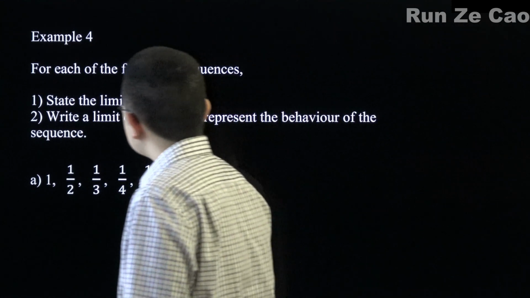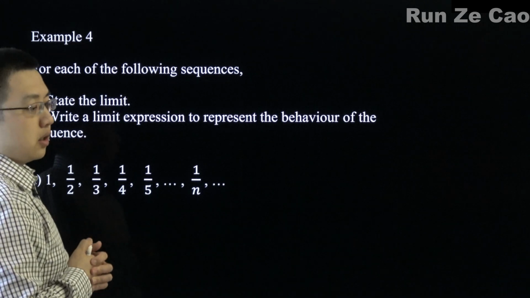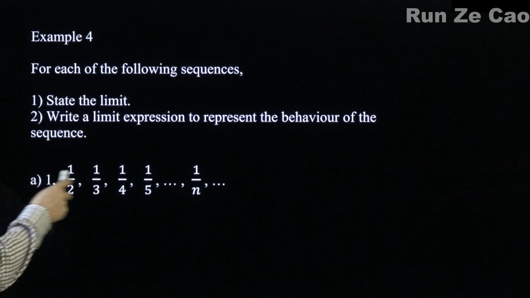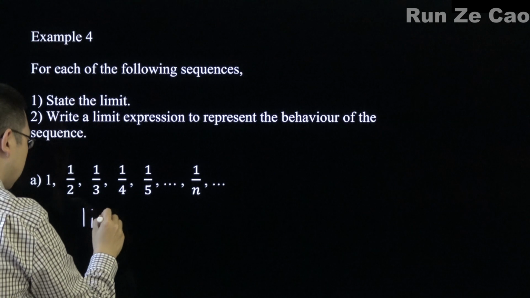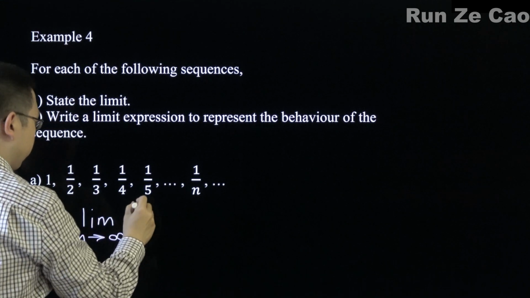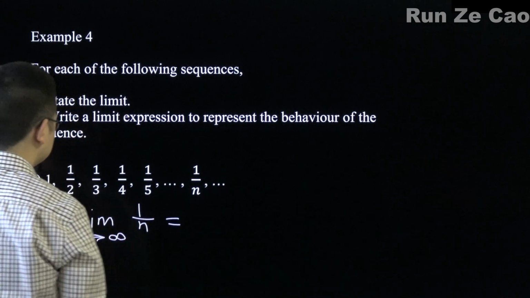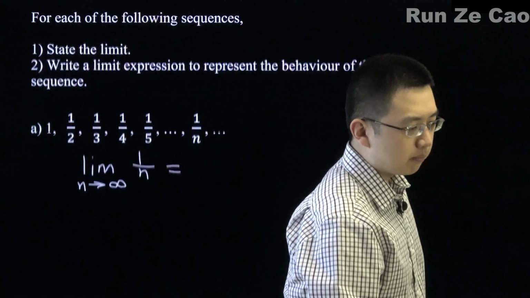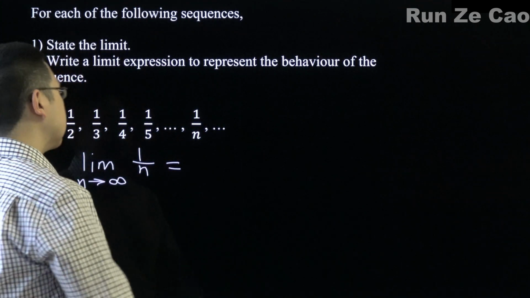Okay, so suppose we have a few sequences. What is the limit for this sequence here? Okay, we get 1 over n. So the limit as n approaches infinity of 1 over n is equal to, well, we know it's equal to 0, but if we want to write a limit expression, it should look like this.